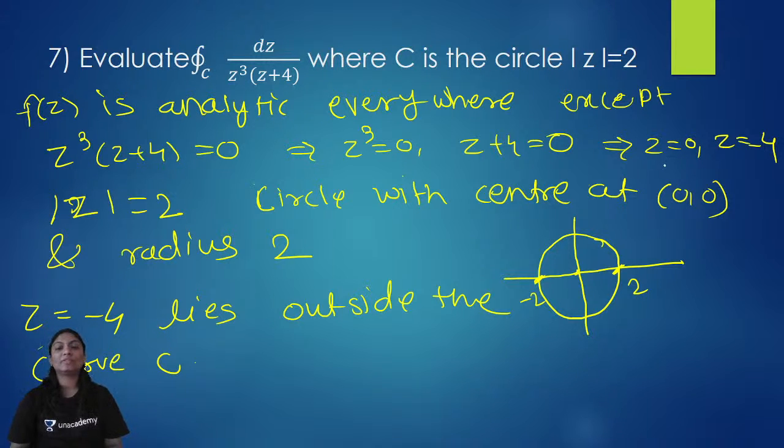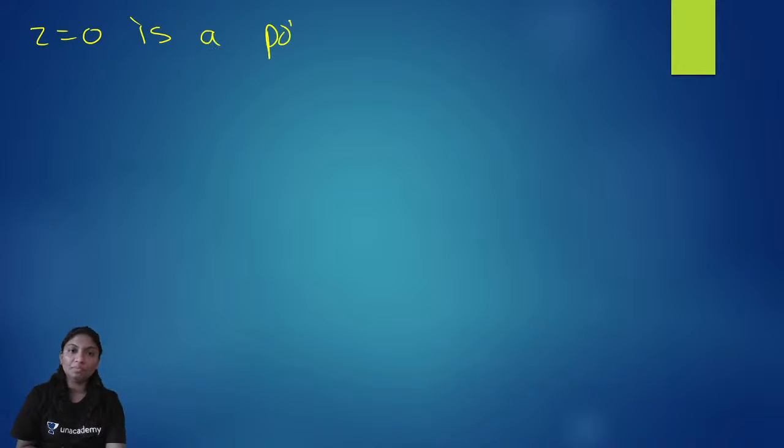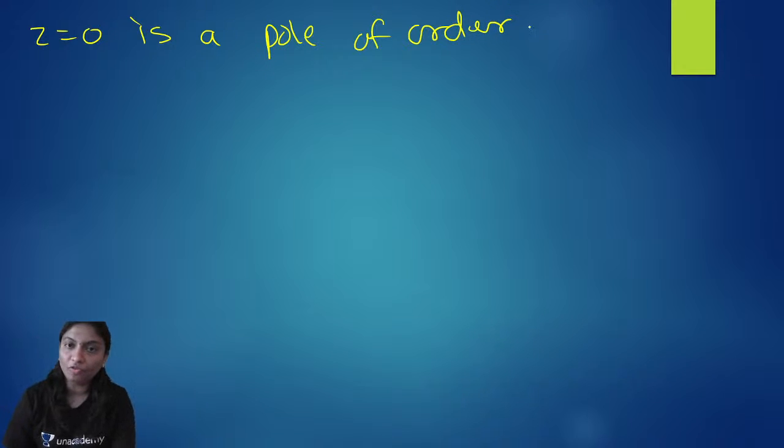So z is equal to 0 is a pole of order 3, which is not simple, and it lies inside the curve C. Our residue theorem says that if the point is inside the curve C, then only find the residue. So z is equal to 0 is a pole of order 3.